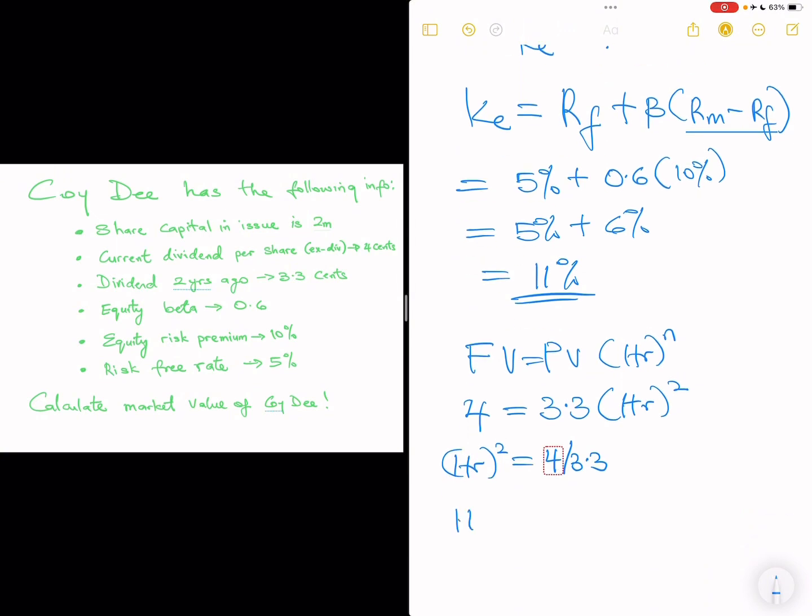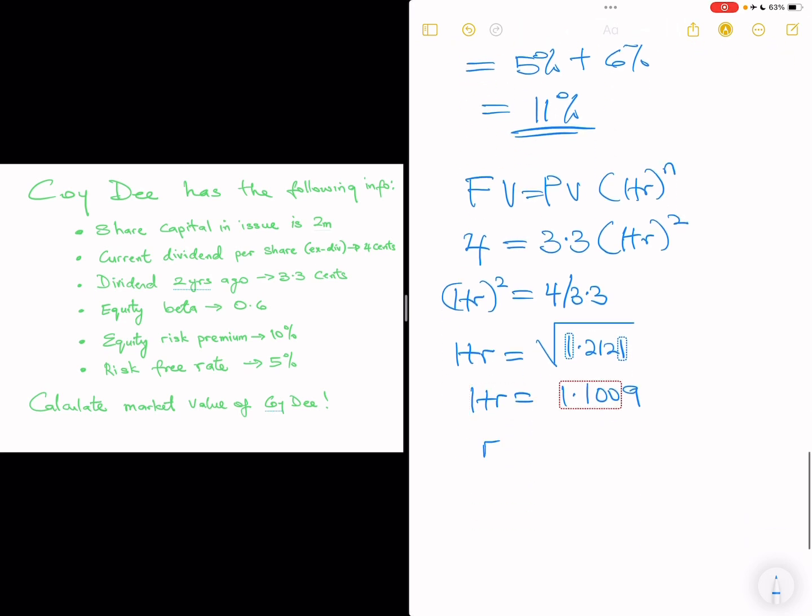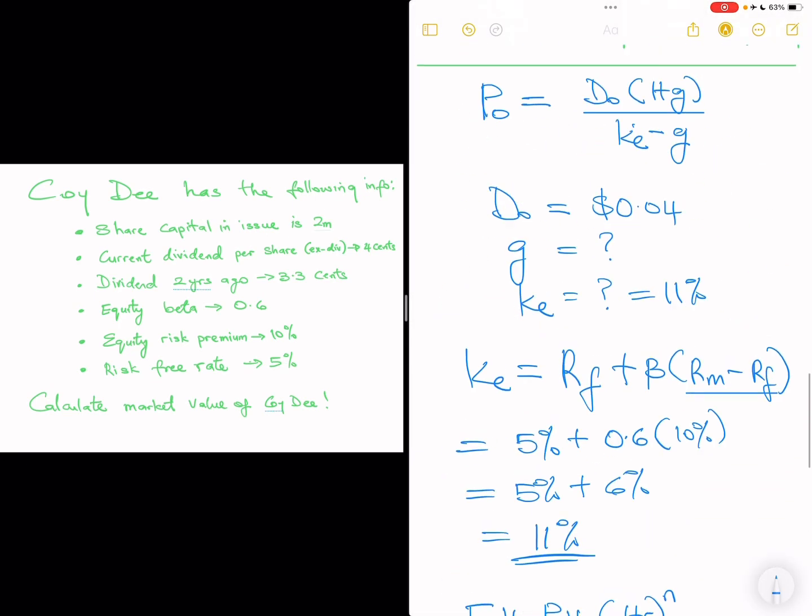In that case, 1 plus r equals this raised to power 1 over 2. We bring the power 2 to the other side and it becomes square root. 4 divided by 3.3 is 1.2121, and therefore 1 plus r equals 1.1009. And our r equals 1.1009 minus 1, that is 0.1009. Then r equals 10.09%, and that is our g.